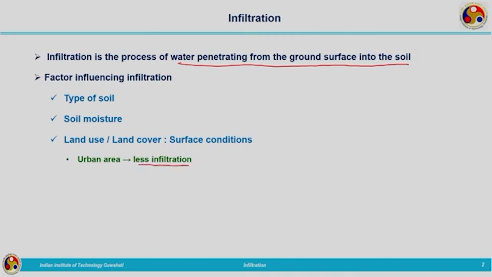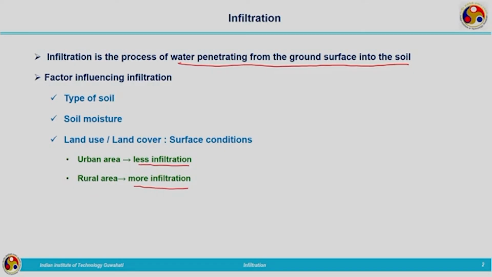That is, in an urban area we have less infiltration, and in a rural area we have more infiltration. If an urbanized area is fully paved, then there will not be any infiltration taking place. That is the reason why we make use of paver blocks. Through those blocks, we allow water to infiltrate into the ground. It is not completely paved; gaps are provided in between.